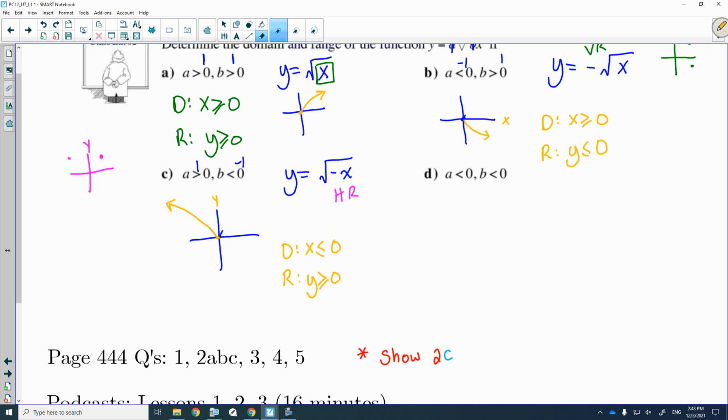For this last one, if they want a to be a number less than 0, so let's pick -1, b to be less than 0, let's pick -1, that would give you this graph here, negative square root of -x. You have two reflections happening here. You are going to have a vertical reflection and a horizontal reflection. So what happens when you have two reflections that occur? It doesn't matter which reflection you start with. So if this is the original graph, you could start with the vertical first or the horizontal first.